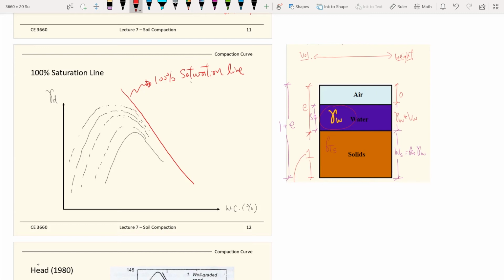So this 100% saturation line, it'll be nice for us to be able to plot it out too, on a compaction curve.